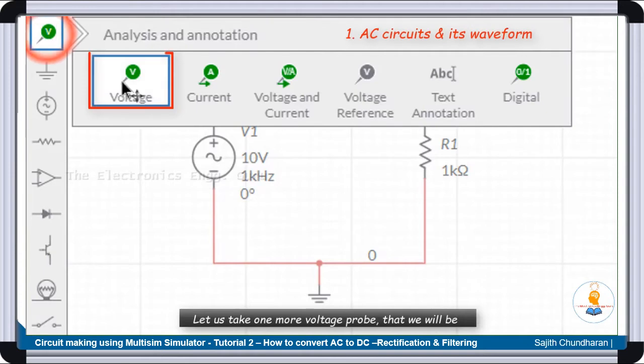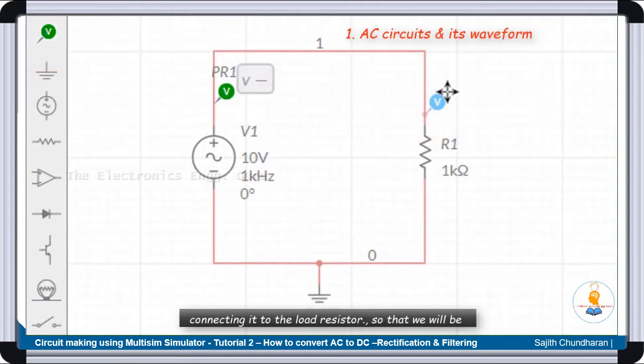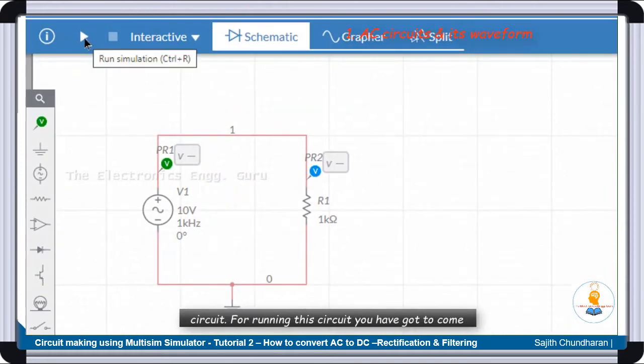Let us take one more voltage probe that we will connect to the load resistor, so that we will get both the input supply waveform and the output waveform. Now we are going to run this circuit. When we run the circuit, it will show the waveform generated through the voltage probe. Let us run this circuit now. For running the circuit, you have to come over here and click this play button. Now I'm going to click that.